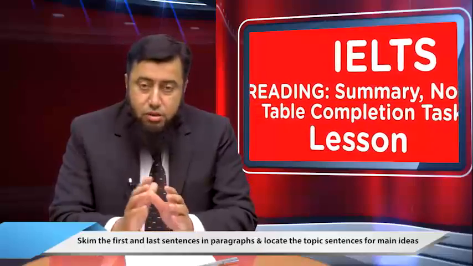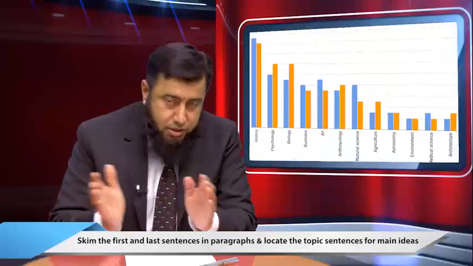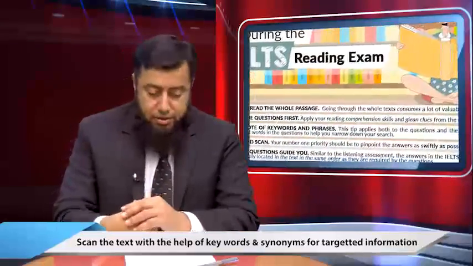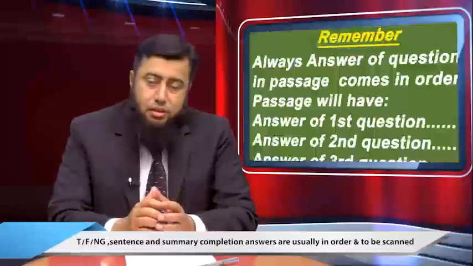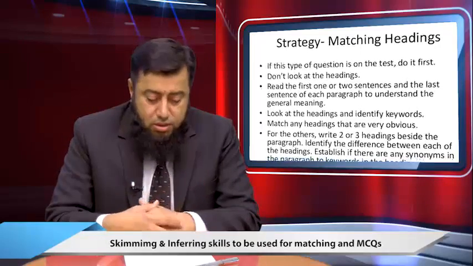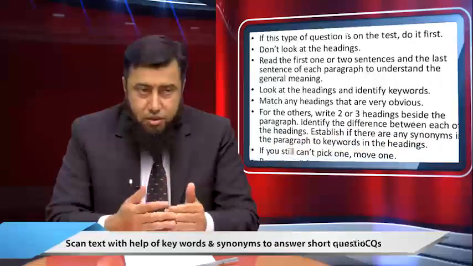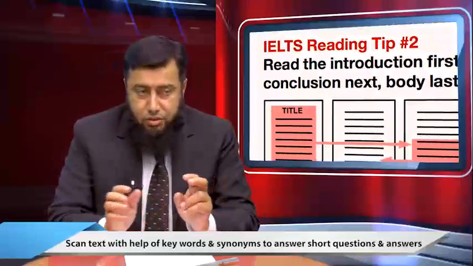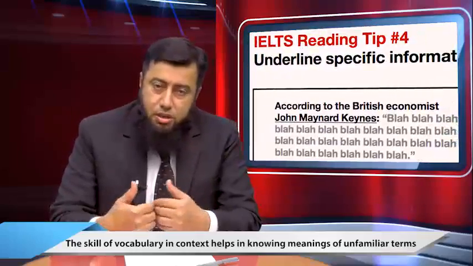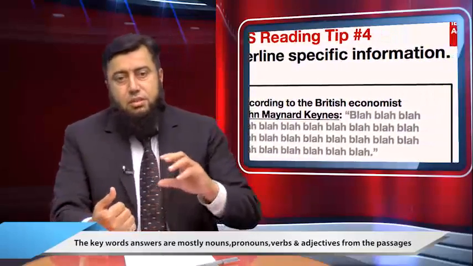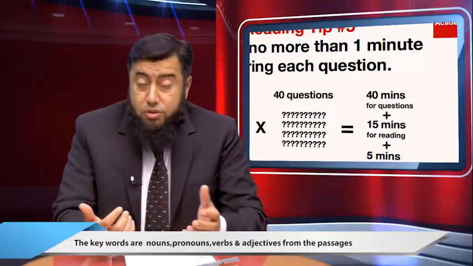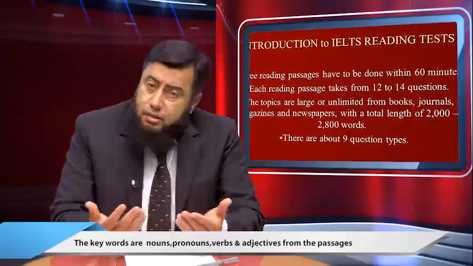So in true, false, not given questions, scanning is important: you scan the text and find the answers. Another typical question in the reading passages is MCQs, multiple choice questions. What's the best strategy for MCQs? You scan the text, find synonyms and narrow down your options. If no option is very close, see which is the closest with the help of skimming, because some questions are based on reasoning and critical thinking.